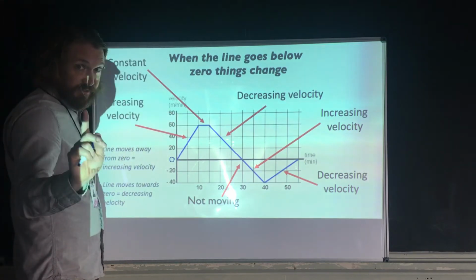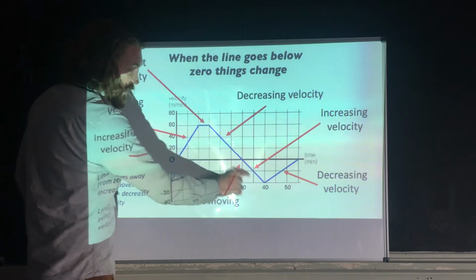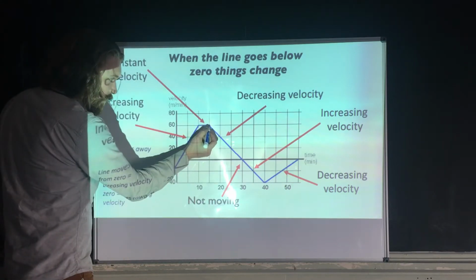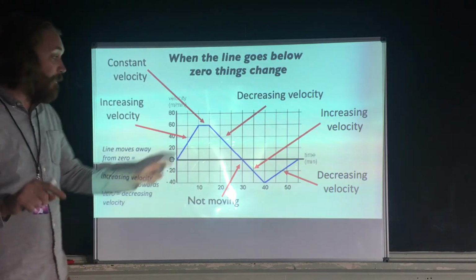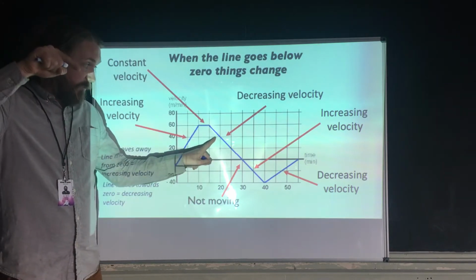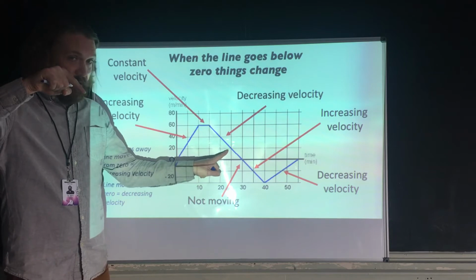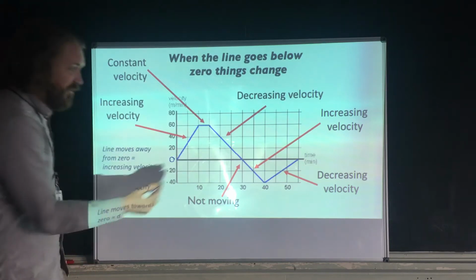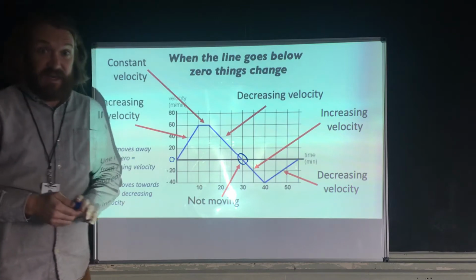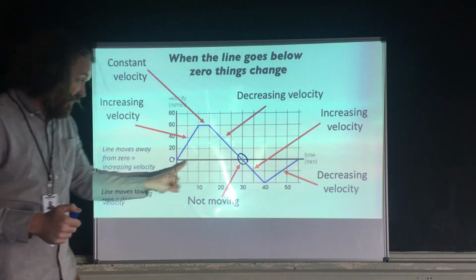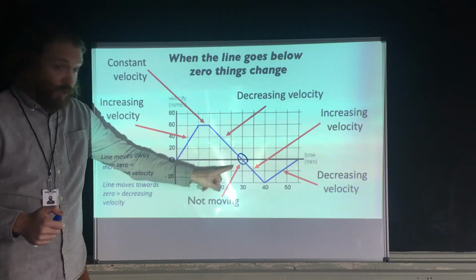Now, this is the important part. The line is going down here. So here, we're going from 60 back down to 0, okay? That means that our velocity is decreasing. We're going slower and slower and slower, but guess what? Eventually, we get to 0. And if your velocity is equal to 0, you are not moving.